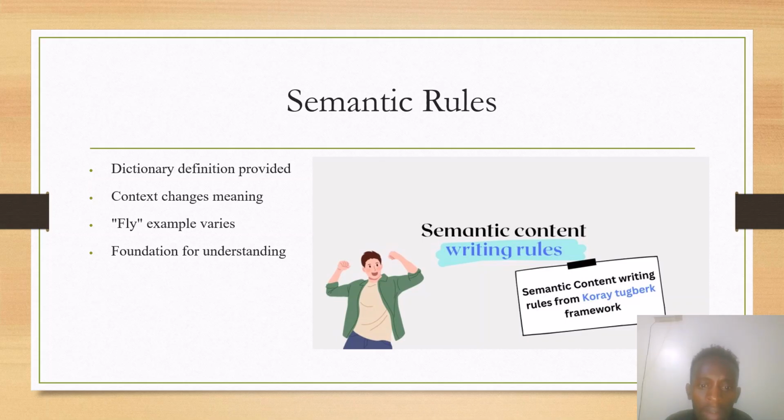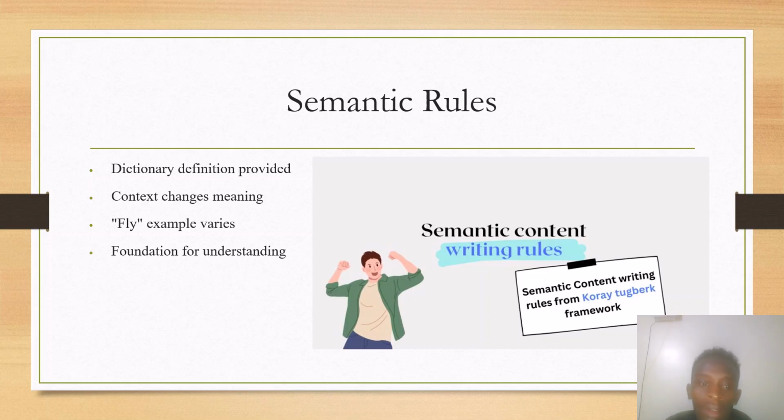Semantic rules give words their dictionary definitions, but context is also key. For example, the word fly can mean an insect, an action, or a part of a zipper. Shared meanings help us communicate clearly, but misunderstandings can occur if we assume everyone interprets words the same way.